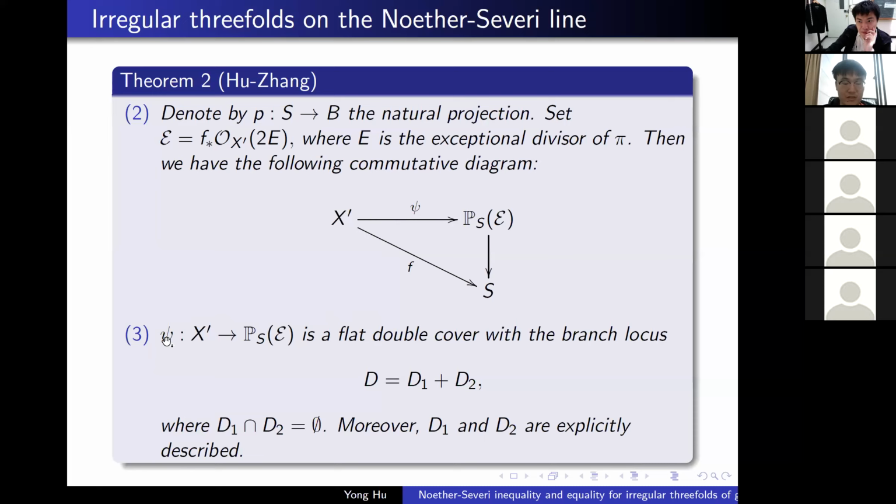The statement is that psi from X prime to this PSE, here PSE is the P1 bundle over S, is a flat double cover with a branch locus D. D is equal to D1 plus D2. Here D1 does not intersect D2. Moreover, D1 and D2 are explicitly described, and this D1 is in fact a section of this P1 bundle. And D2 is in a linear system, and we described this linear system.